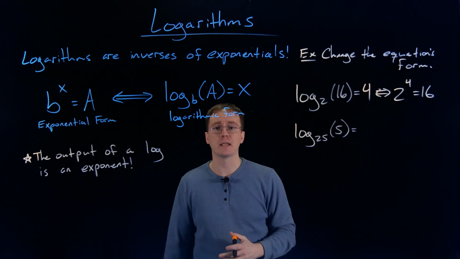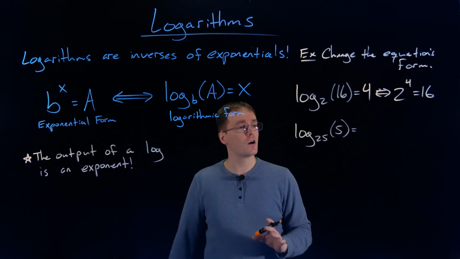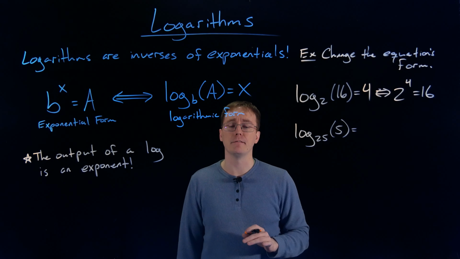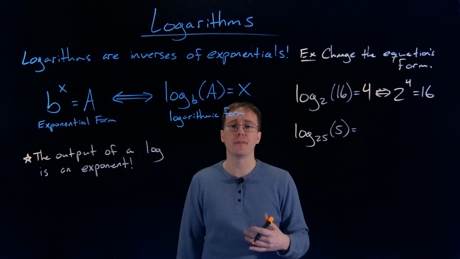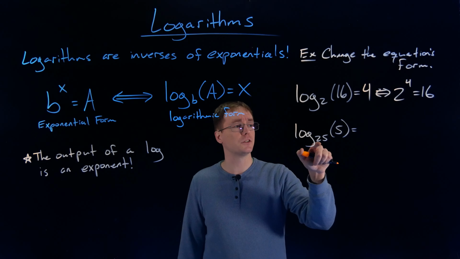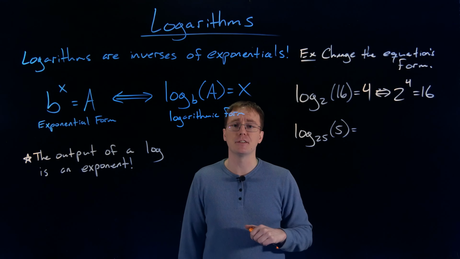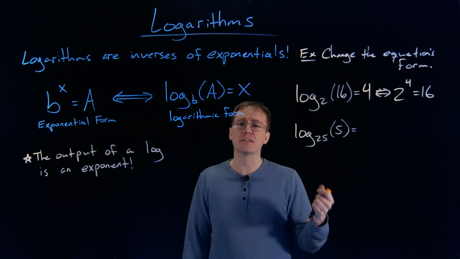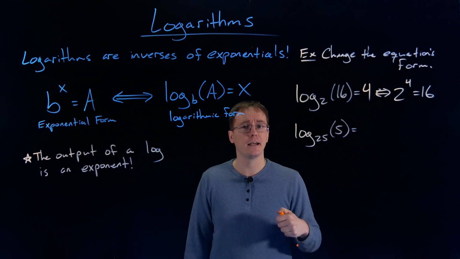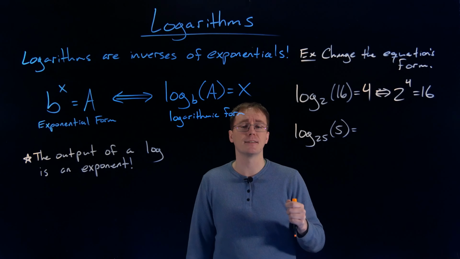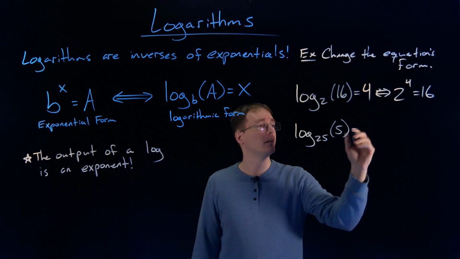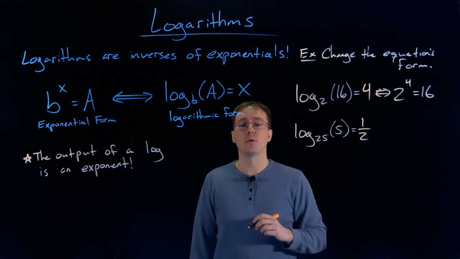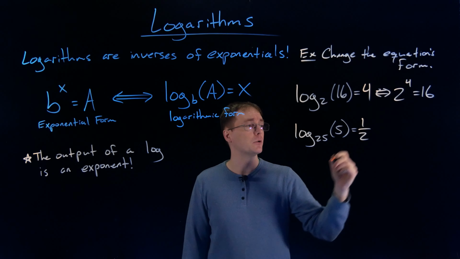All right, let's look at another example or two. Up next, I got log base 25 of 5. And so log base 25 of 5, we can think through this by thinking, what power do we have to raise 25 to get 5 as the output? And well, if we take the square root of 25, we get 5. So we have to remember that a square root is the same as a fractional or rational exponent of 1/2. So log base 25 of 5 is going to be equal to 1/2.